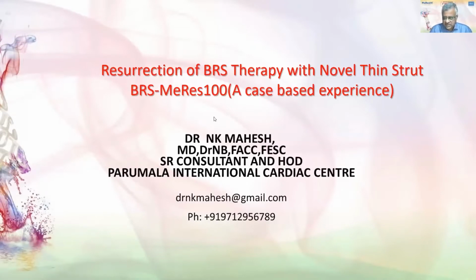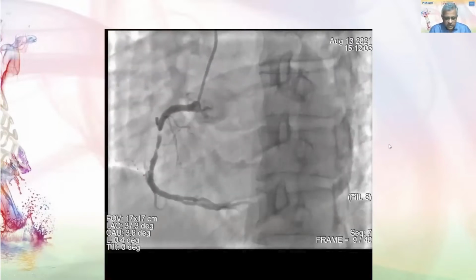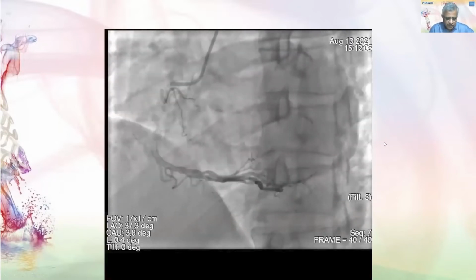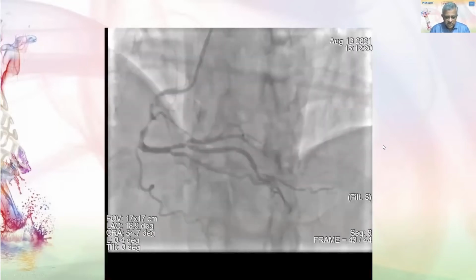I would just present a simple case which we had done recently on BRS therapy. This is a 64-year-old male who presented with an acute inferior wall MI. He presented to us a little late, on day 3 of the MI, but he was hemodynamically stable. And this is the lesion on the angiogram, the left system being essentially normal.